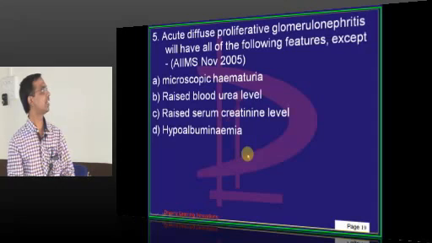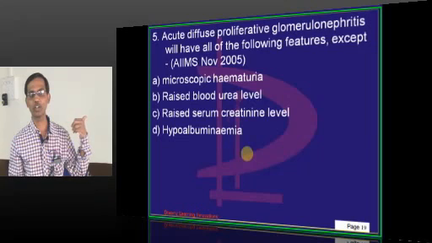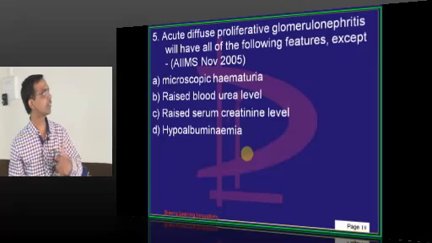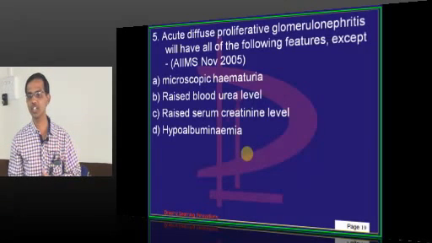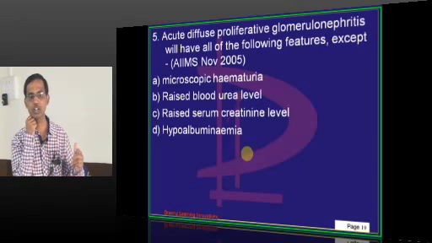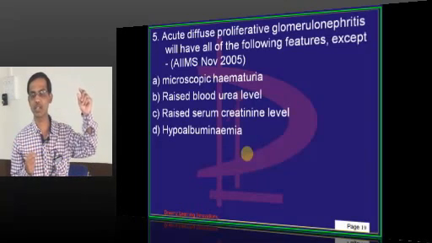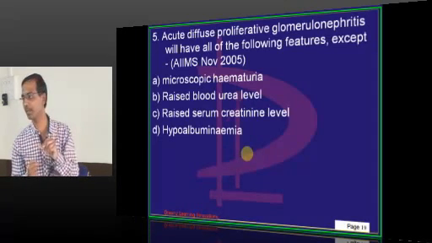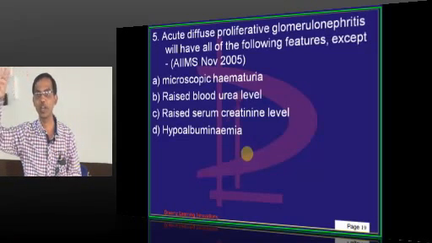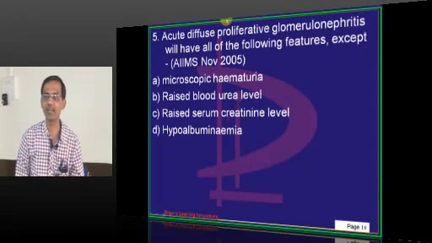Acute diffuse proliferative glomerulonephritis will have all the following features except which one? Please read the question carefully first. We are talking about acute diffuse proliferative glomerulonephritis. Which entity is that? Nephritic, yes, of course. But what was the etiology? Post streptococcal, the first entity which we discussed. PSGN, post streptococcal glomerulonephritis, has many synonyms: acute, diffuse proliferative, endocapillary. All these are synonyms for that, and it will present with nephritic manifestations.